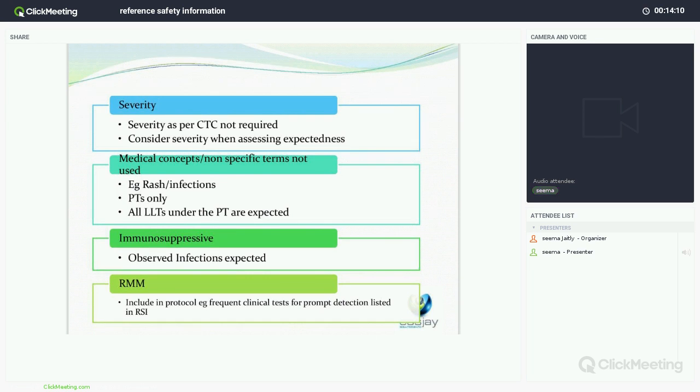Okay. Now, if risk minimization measures are required, then this should be included in the protocol. So, for example, if you need frequent clinical tests, then that would be listed within the protocol and should be listed within the RSI as well.